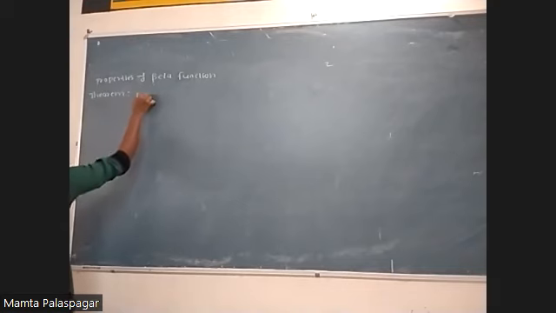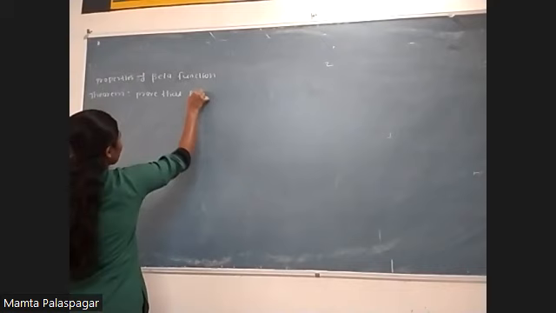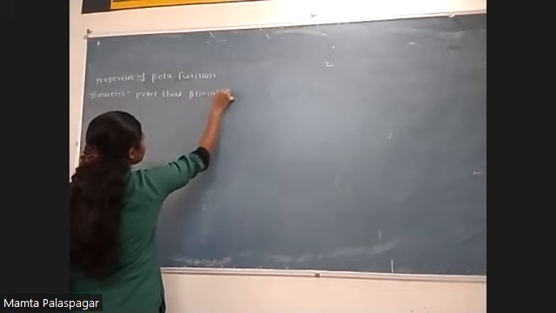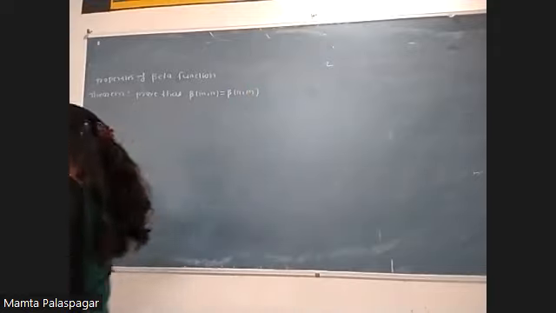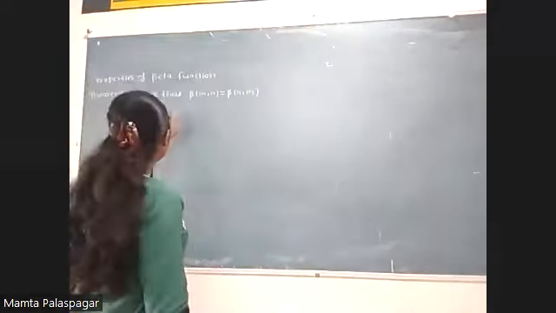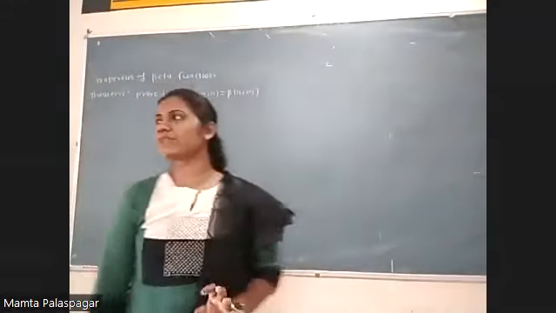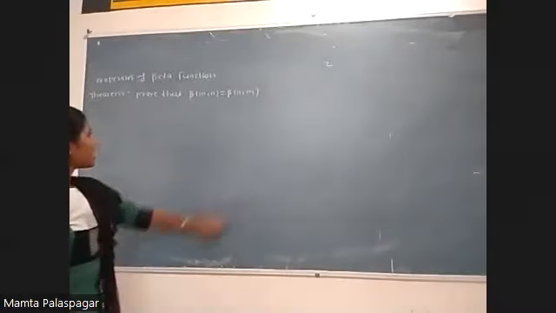Prove that beta of m comma n is equal to beta of n comma m. Here we have to show that beta of m comma n is equal to beta of n comma m.